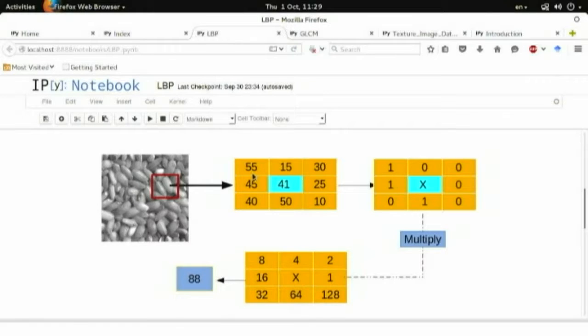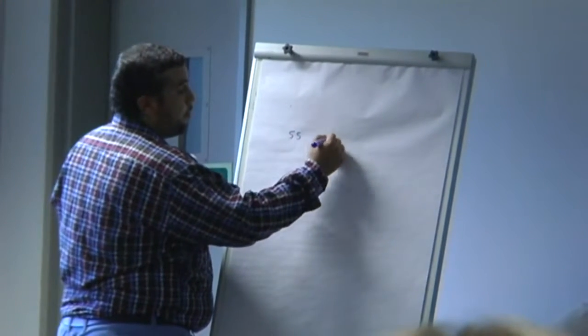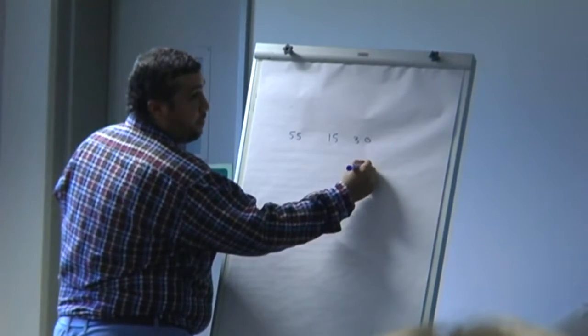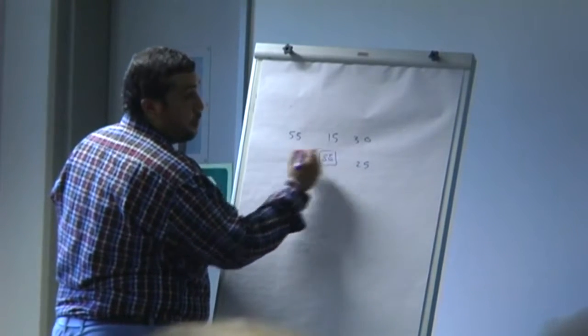Now when we change, we change the binary code to be a decimal code. If you look here, we multiply it with this matrix, which represents 2 power 0, 2 power 1, 2 power 2, 2 power 3, just to get the decimal. So you multiply this binary code with this matrix and it will give you 88. Now what we will do with the 88, we replace it with the center value. So now what we have is 55, 15, 30, 25, and now it's 88 instead of 41.